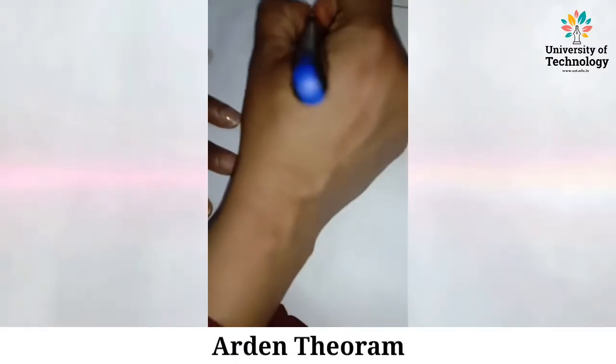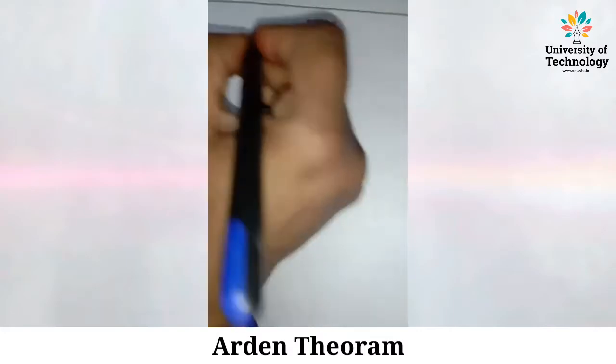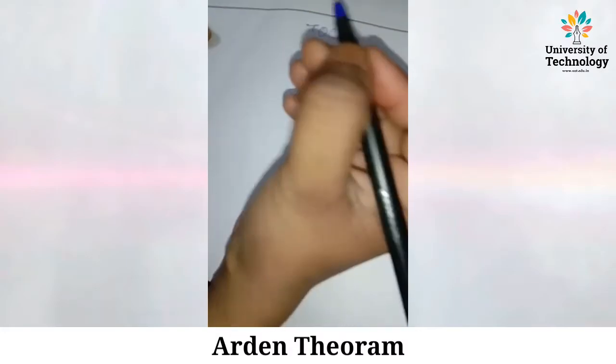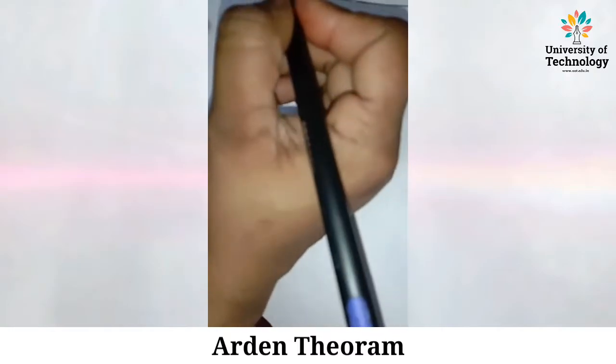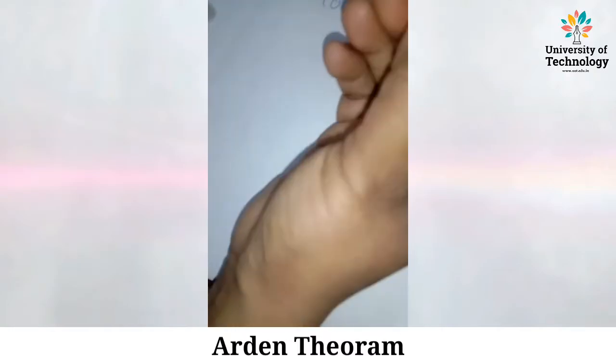Good morning, students. In today's lecture of TOC, we are going to understand what Arden's theorem is, its proof, and its numericals, so that the concepts are clear to you. Mostly the questions are like this: some finite automaton is given to you, and you have to find out the regular expression of it using Arden's theorem. So this is what we are going to understand. So let's start.